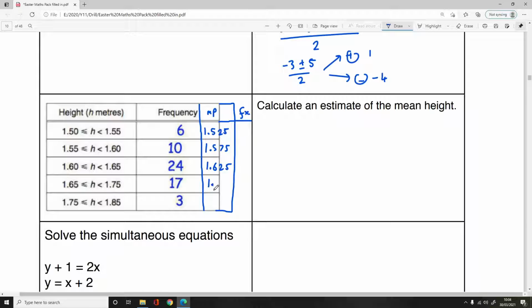Just be careful you don't get in too much of a habit. So this one, that's going to be 1.7, and this one's going to be 1.8, and then you need to multiply across. So let's do that.